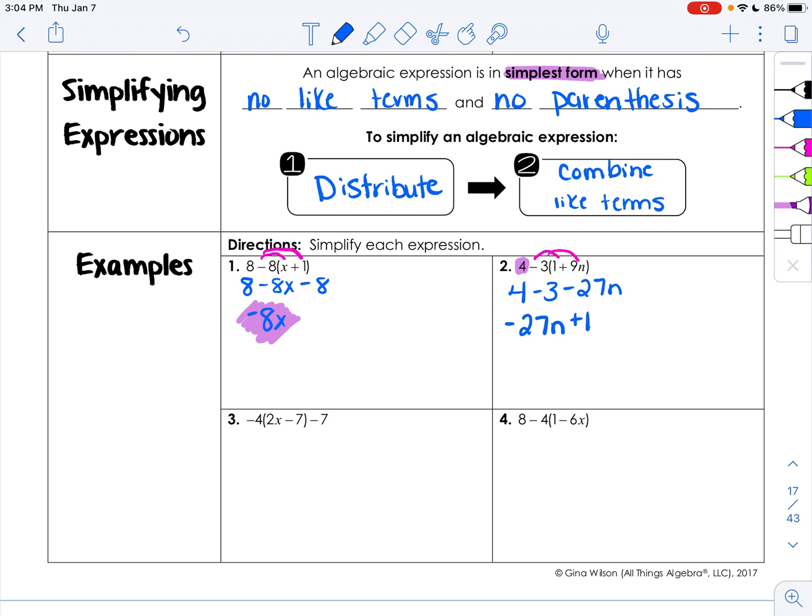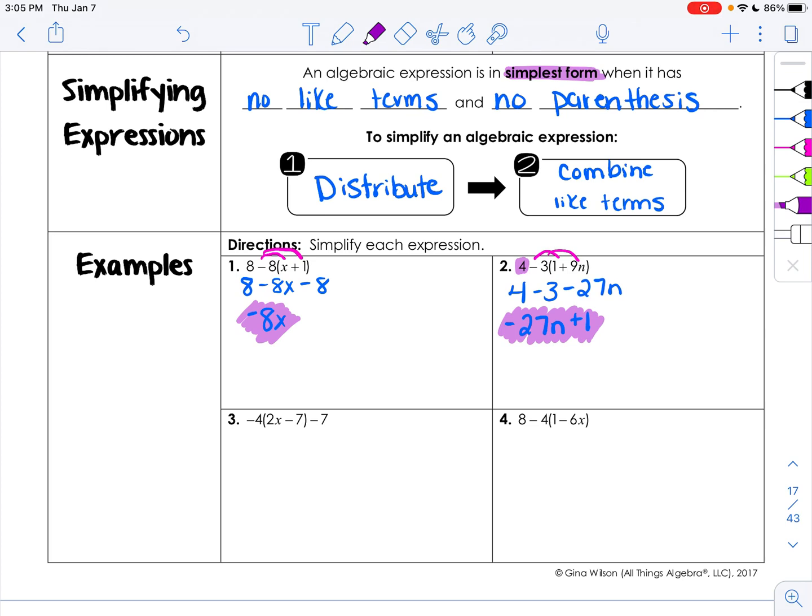So I no longer have parentheses. I no longer have like terms, so I know I am done completely simplifying. And again, we went from an expression that has 4 terms to an expression that has 2 terms. Let's take a look at number 3.